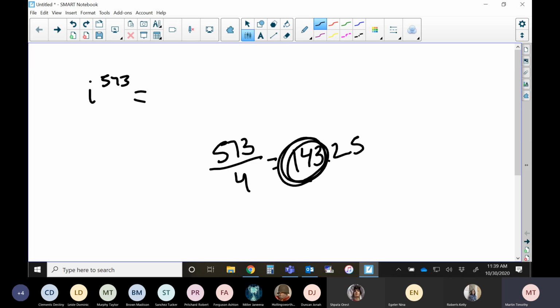Do I care about this number right here? No. What do I care about? What does 0.25 mean there's a remainder of? 1. That means there's a remainder of 1. If you don't know that, how could you figure it out?